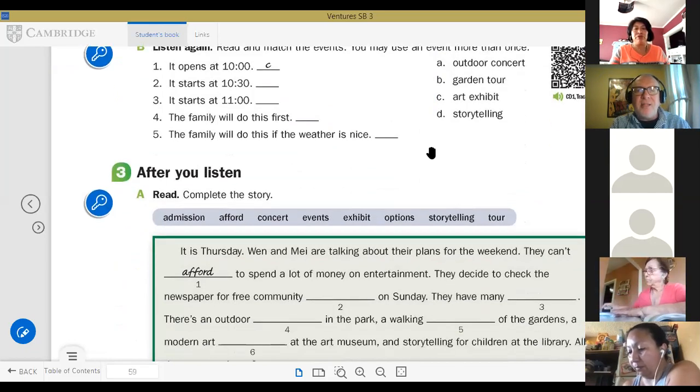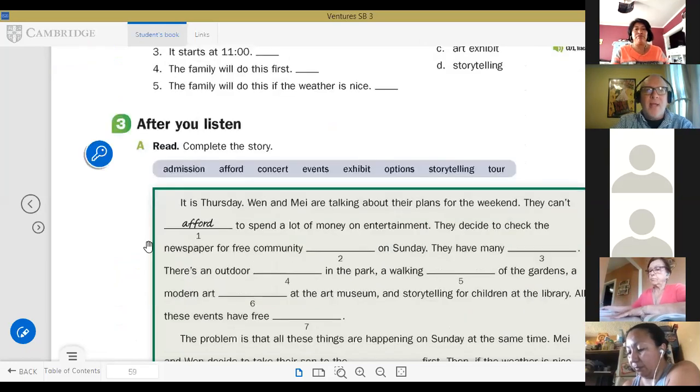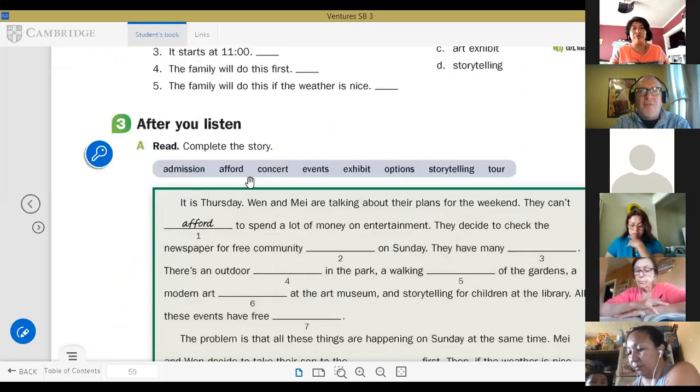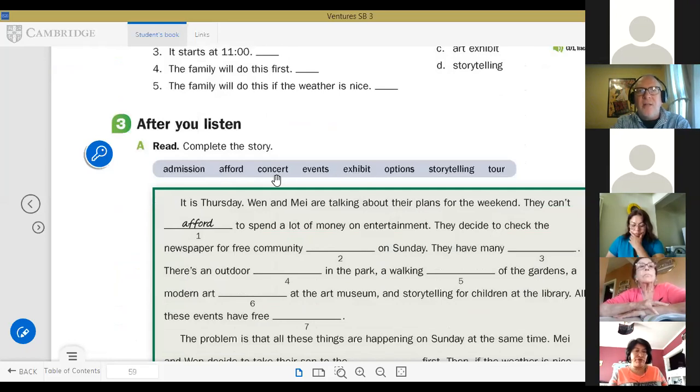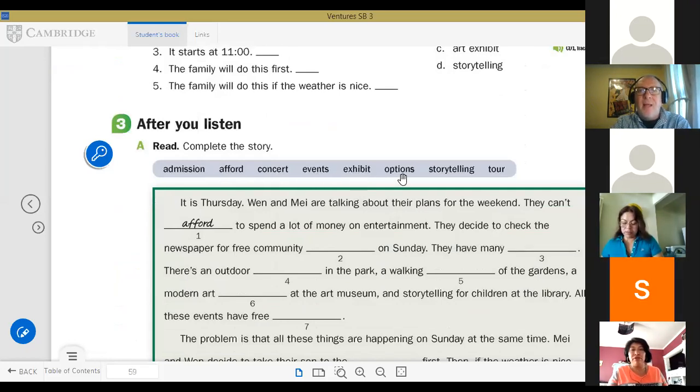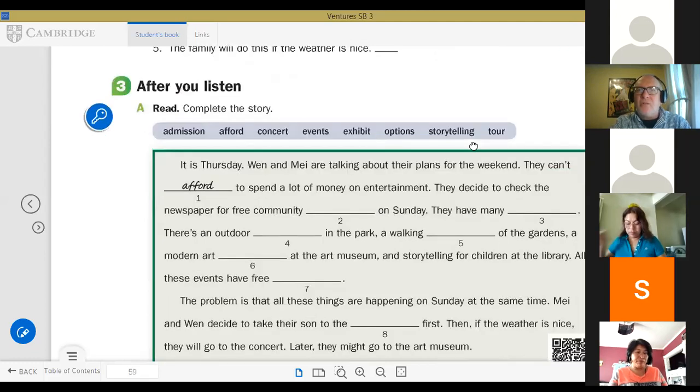But let's first look at the vocabulary. What does it say here? We have the words admission, afford, concert, event, exhibit, option, storytelling, and tour. Okay, so let's see if we can find spots for each of these words.